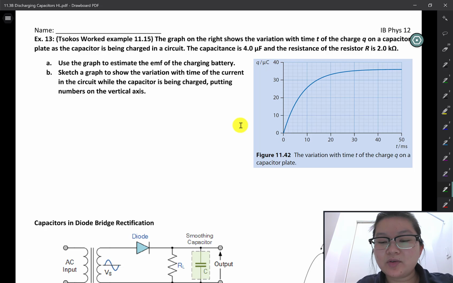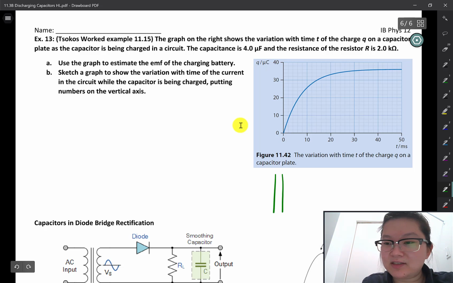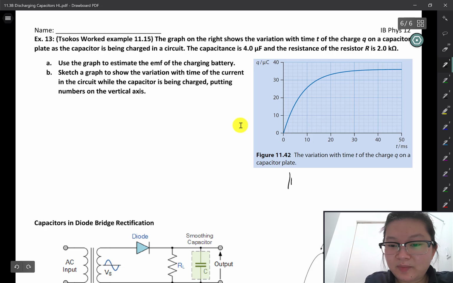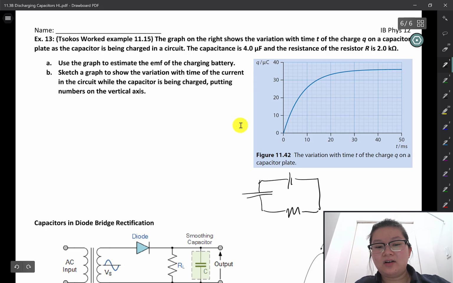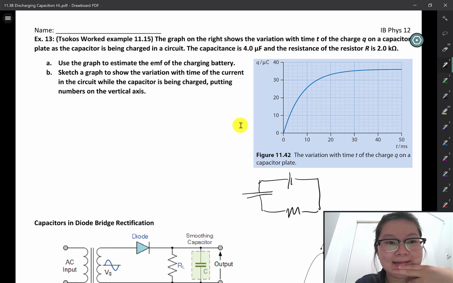So it is being charged up, meaning this entire setup must be connected to some sort of battery. So we've got a battery connected to a capacitor over here, and this resistor here is also attached in series. Use the graph to estimate the EMF of the charging battery. Based off of this graph, I was going to calculate the RC value, but we can do that in due time.